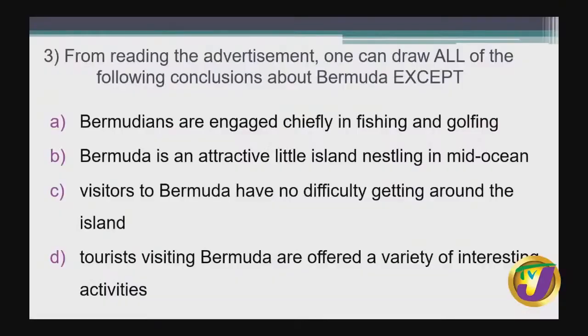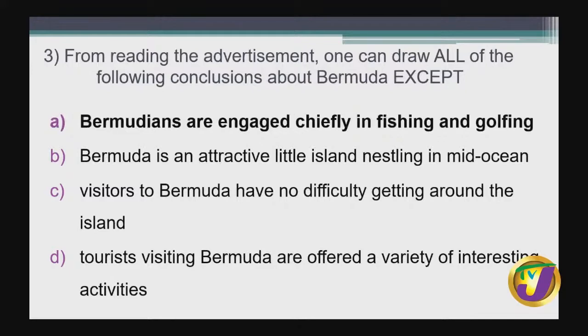Did they mention anything about Bermudans being fishers and golfers? Did it mention that the island was attractive and it is in the middle of the ocean? Did it mention that there are a variety of means to get around the island? Or did it mention that there are a variety of interesting activities? So by now you should have figured out what three things are true and that this one, the first one, is false. So Bermudans are not engaged chiefly in fishing and golfing.